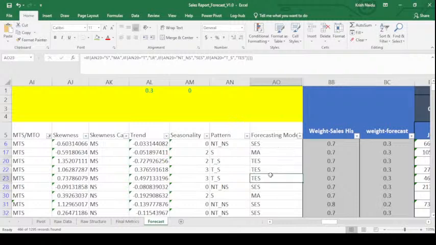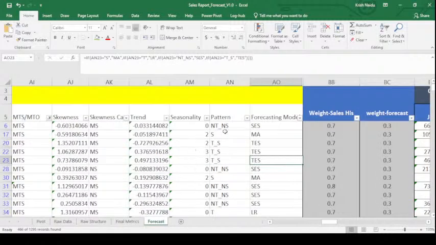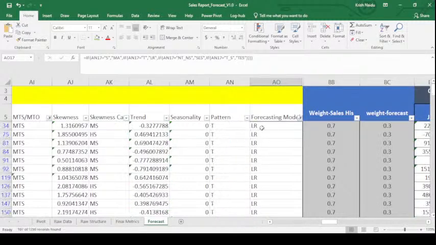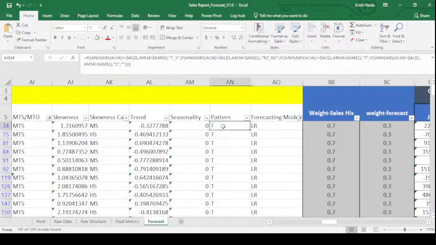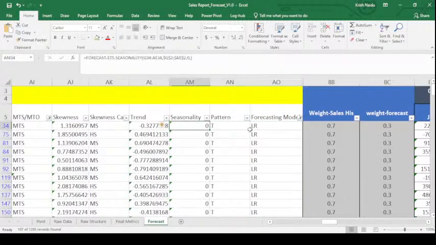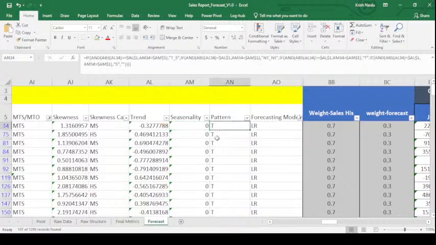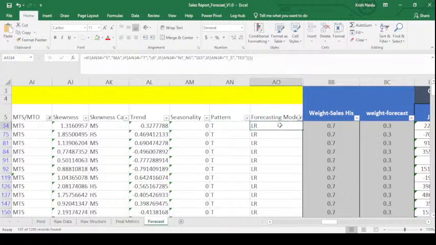So like this, based upon the patterns, we are employing the forecasting model. Suppose I'm choosing linear regression. Why am I choosing linear regression? Because linear regression is only employed when a trend exists, not seasonality. The moment we see seasonality is not present and the only pattern available is trend, then I'm going to apply a linear regression model.